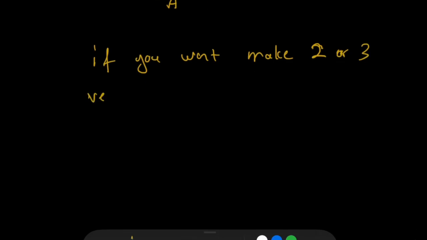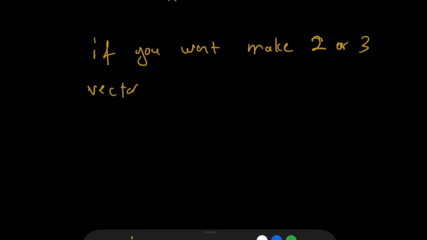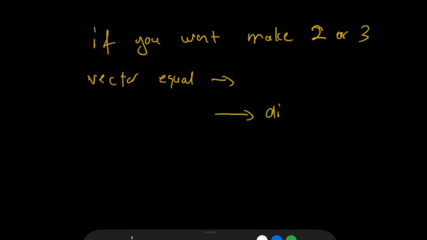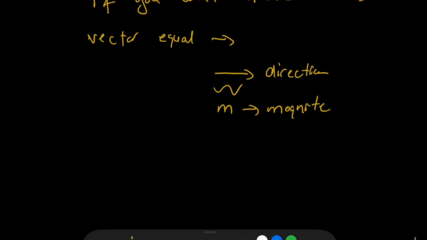And if you want to make 2 or 3 vectors equal to each other, direction and magnitude must be equal to each other.